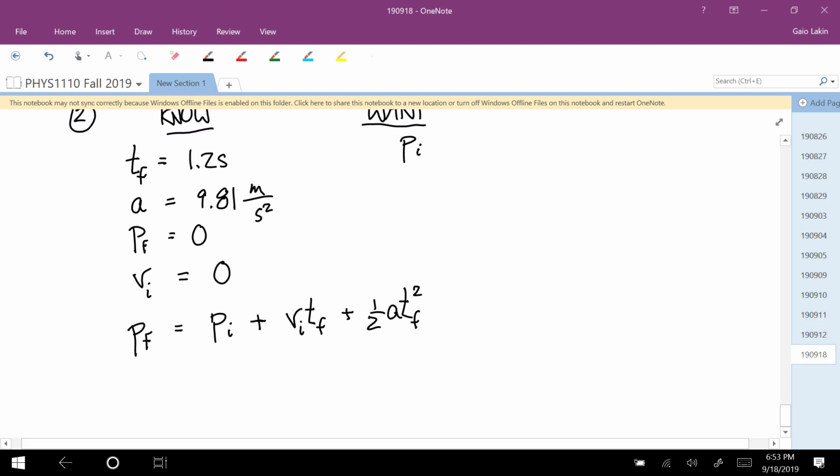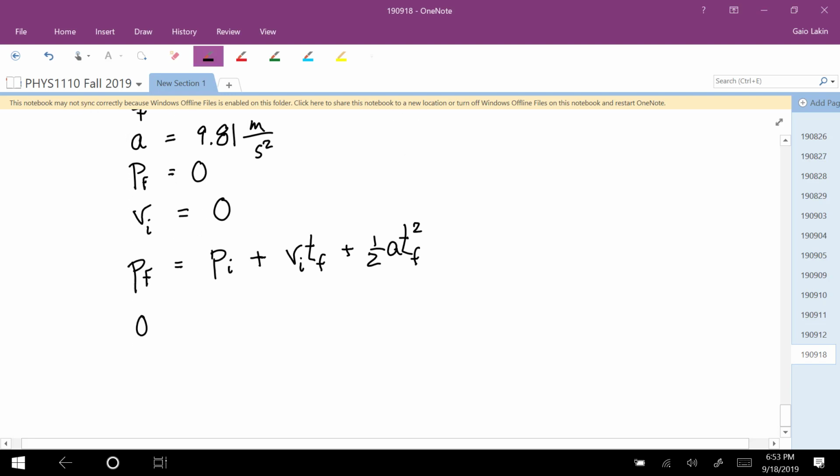Now filling this in, we get 0 is equal to P initial, that's what we're looking for, plus 0 times T final, which is just 0, plus 1/2 times 9.81 meters per second squared. Not negative, thank you, I'm just used to writing that. Times time final squared, 1.2 seconds squared.